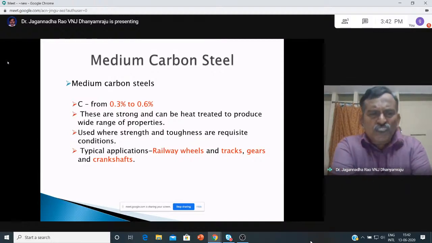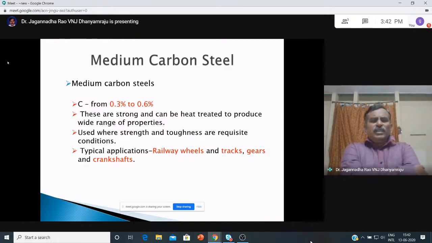Now let us see medium carbon steel. Medium carbon steel contains carbon between 0.3 to 0.6%. Of course, medium carbon steels are also hypoeutectoid steels. So in hypoeutectoid steels, there will be pearlite and ferrite, right? Now, as the composition of carbon is increasing in the medium carbon steel, and its composition is tending towards eutectoid steel, thereby you will get higher pearlite content and lower ferrite content.